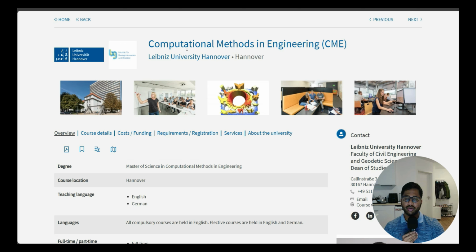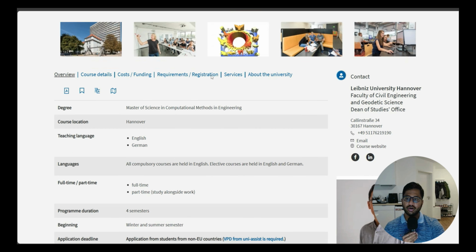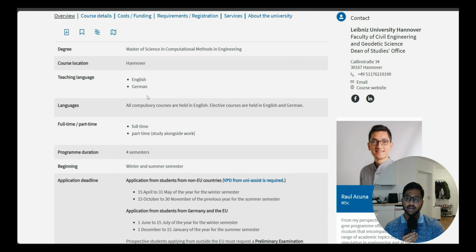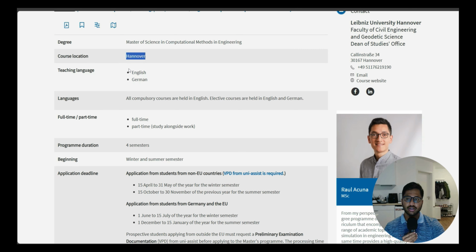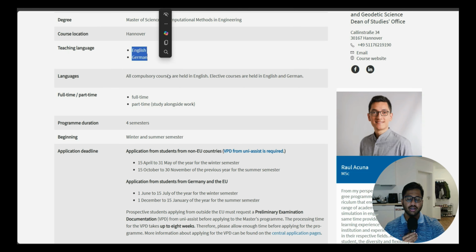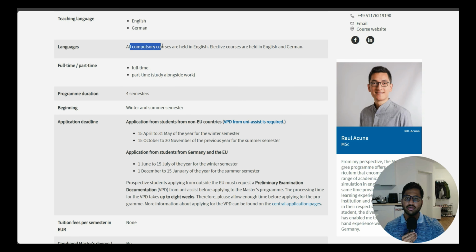As I told you, we will be doing episode number 6 for computational methods in engineering at Leibniz University of Hannover. Whenever we do the requirement analysis, we just go through the overview, course detail, cost and funding, requirements and registration. In the overview, you can just see it's a degree of Master of Science in Computational Methods in Engineering. Course location is in Hanover. Teaching language is both English and German. So all compulsory courses are held in English. Elective courses are held in English and German.